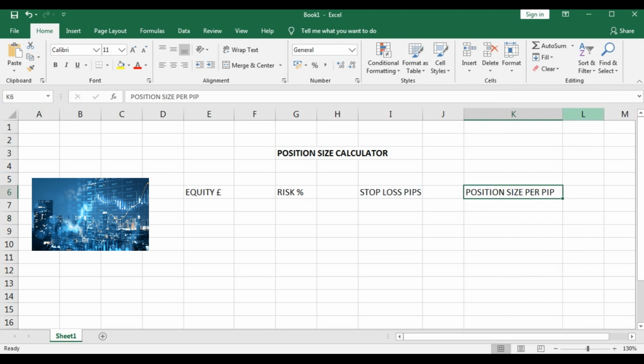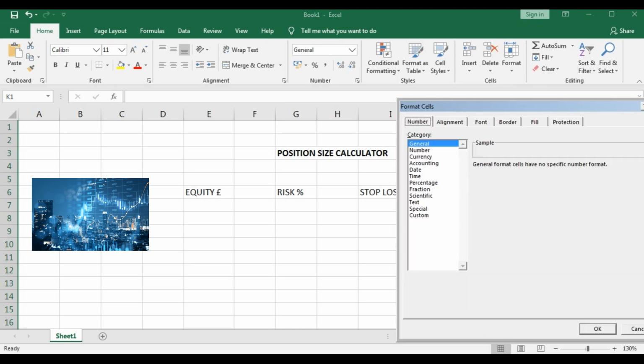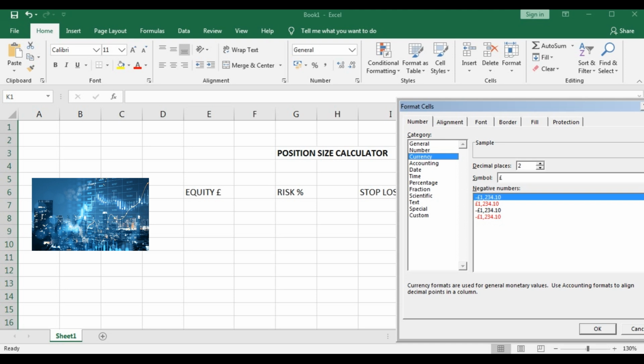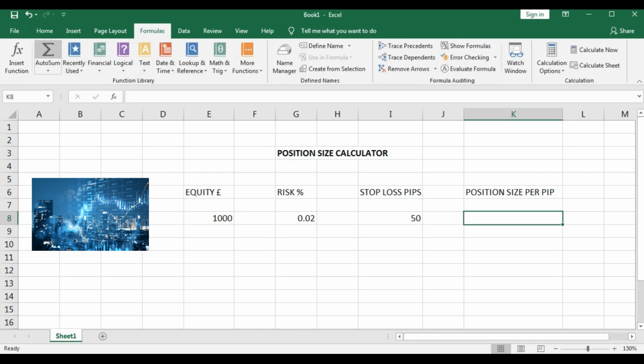Let's start this exercise with a £1,000 account. First I need to format this column to currency. That's done. And now we go back on the equity column and we will start with a £1,000 account, risking 2%, which should be your maximum risk on any trade anyway. And we're setting a stop loss of 50 pips. How much would your position size be?